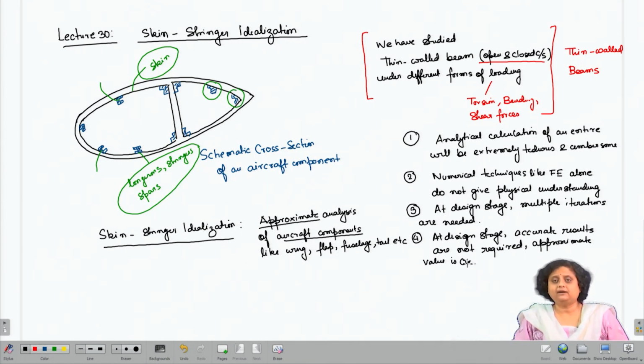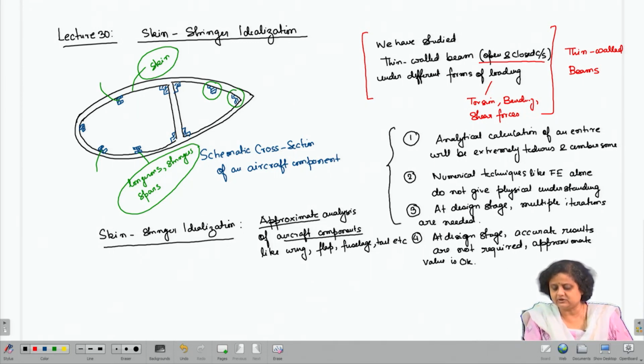But saying all this, after the design phase is over, once the configuration is fixed, then of course a detailed numerical study backed up with a complete analytical study has to be done. There is of course no substitute for a full scale analytical and a full scale numerical study, but at the design stage it is not feasible. So, these points are the motivation for doing the skin stringer idealization. So, this is why a skin stringer idealization is done.